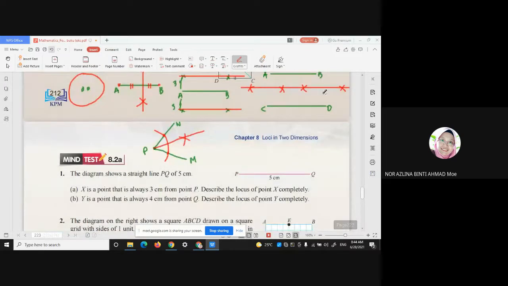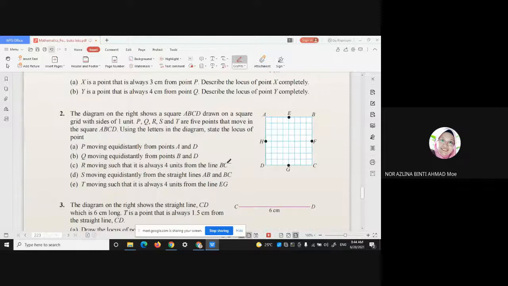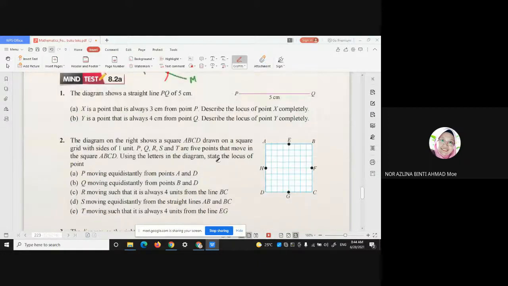So we have 5 types of locus. You can write this locus in your notebook, your exercise book. Okay, that's all for today. Thank you, class.